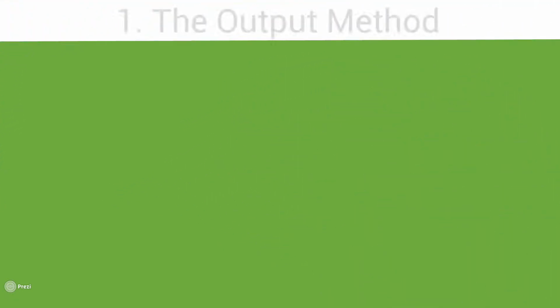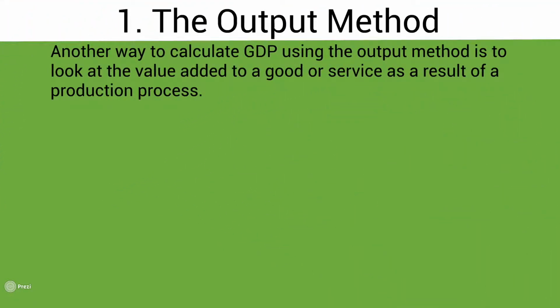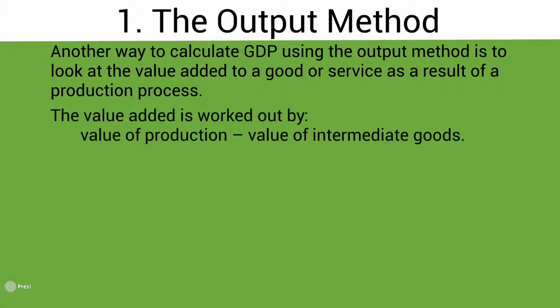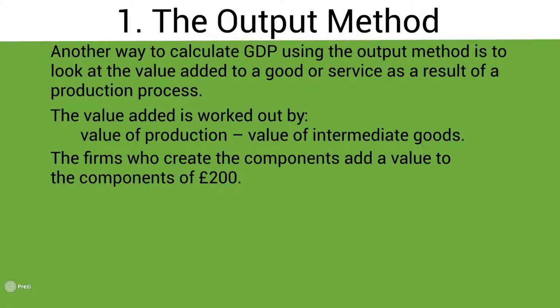Another way to calculate GDP using the output method is to look at the value added to a good or service as a result of the production process. The value added is worked out by the value of production minus the value of intermediate goods. Let's use our laptop example again. The firm who creates the components adds a value to the components of £200. This is because they take the raw materials and produce components from it, which has a value of £200.